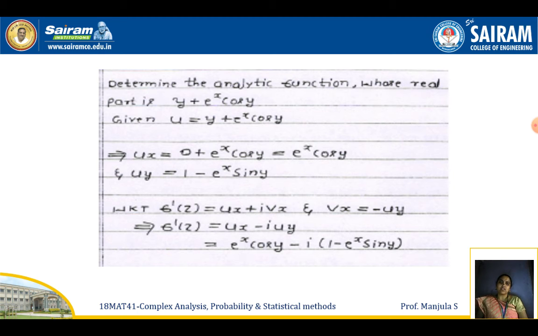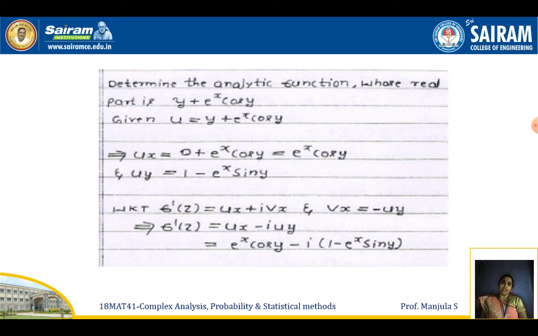So here they asked us to find out the analytic function. It means f of z we have to find out. The u value they have given, so first we have to find out ux and uy. So ux is 0 plus e to the power x into cos y, that is, on simplification, e to the power x into cos y, and uy is 1 minus e to the power x into sin y.